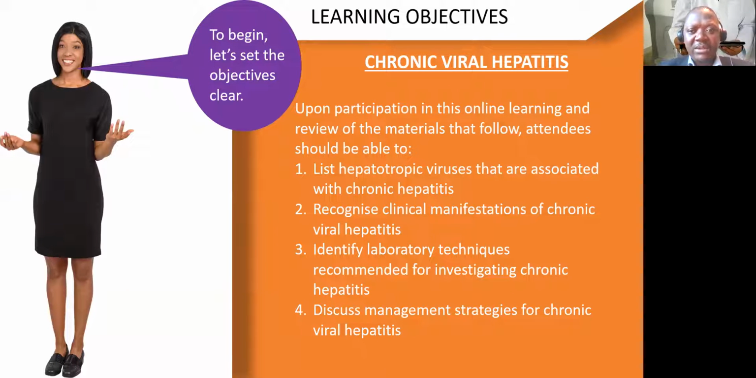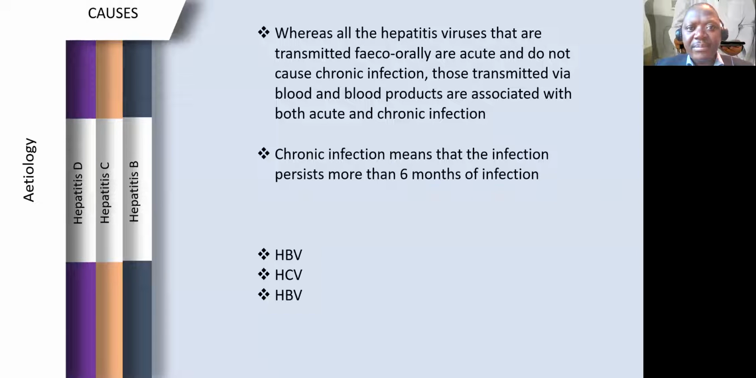Upon the completion of this course, we hope that all participants, and those who will look at the materials that will be sent, should be able to list all the viruses that are associated with chronic hepatitis, recognize the clinical manifestations of chronic viral hepatitis, identify the laboratory techniques and possibly interpret them for investigating chronic viral hepatitis, and then discuss the management strategies for chronic hepatitis caused by viruses.